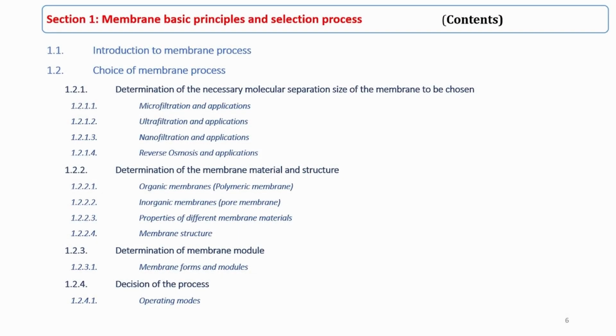Let's have a look at the contents. Section 1 is divided into two parts: Introduction to Membrane Process and Membrane Selection Process. In this section, you can learn how to select an appropriate membrane system according to the molecular separation size, membrane materials, membrane modules, and operating mode.